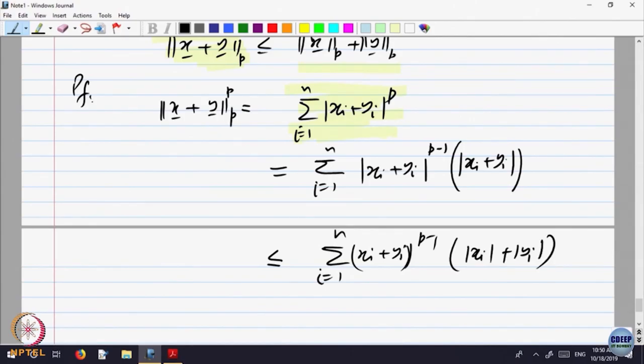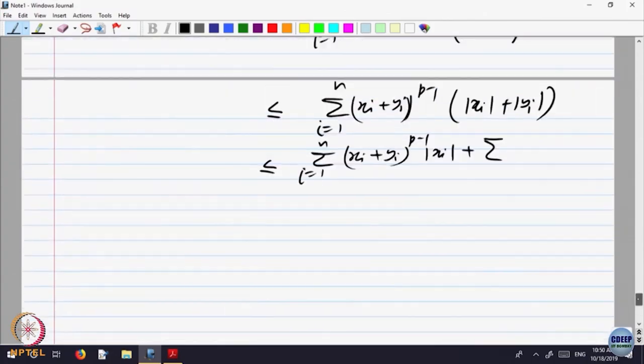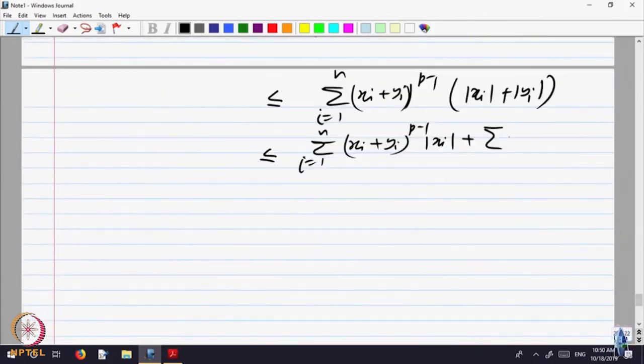Right, using the triangle inequality, that is less. Now, let us split the two terms. So, less than or equal to the summation i equal to 1 to n of |x_i + y_i| raised to power p minus 1 into |x_i|, plus the summation of |x_i + y_i| raised to power p minus 1 into |y_i|. Now, I have got two terms at least, I am nearing the target, right.